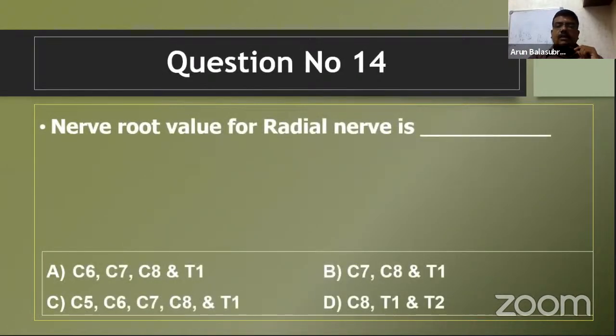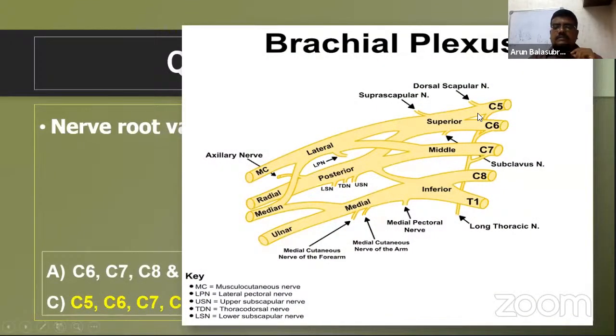Okay, one of the very easy questions in this session: nerve root value for radial nerve is C6, C7, C8, T1; C5, C6, C7, C8, T1; C7, C8, T1; or C8, T1, T2? Everyone will know the answer, right? C5, C6, C7, C8. You can see the brachial plexus, which we will not forget because we start studying this plexus diagram from our first year of anatomy. Important questions we will always be asked in the examinations.